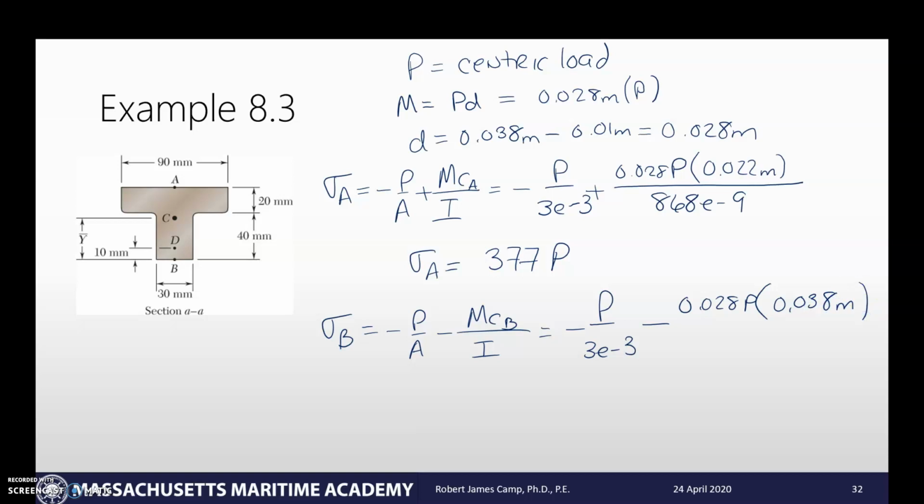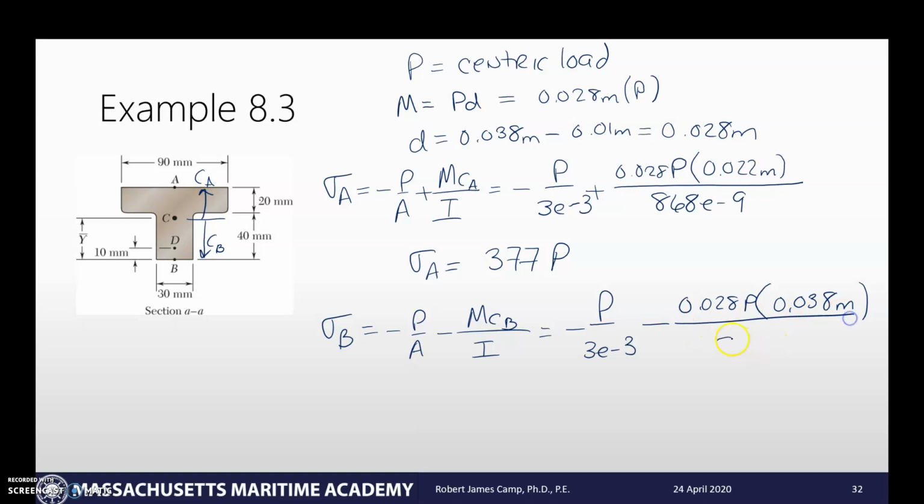And how did we get those? We just did a little bit of math. The math for this one is easy because our centroid is measured from the bottom. And where did the 0.022 come from? We just took 0.060 and subtracted the 0.038 to give us that. So let's just put that down. There's c_B, there's c_A.